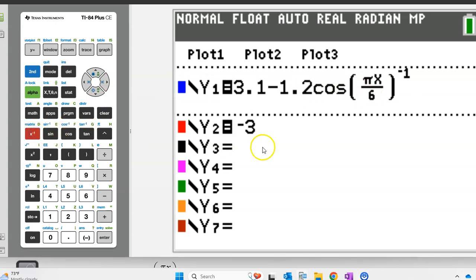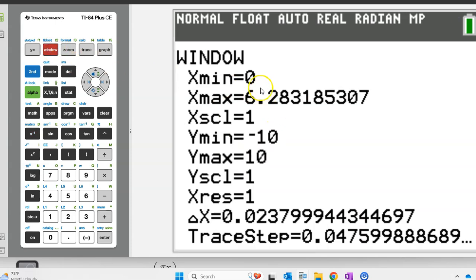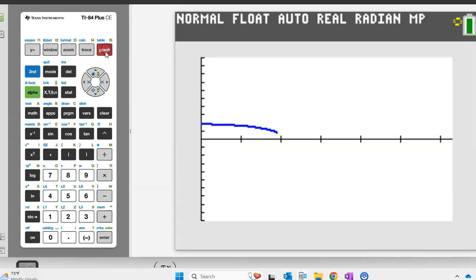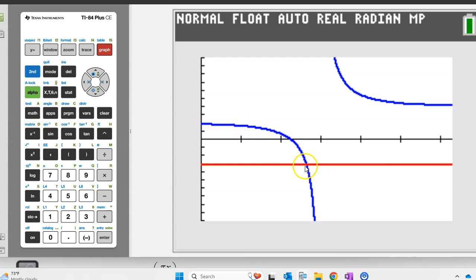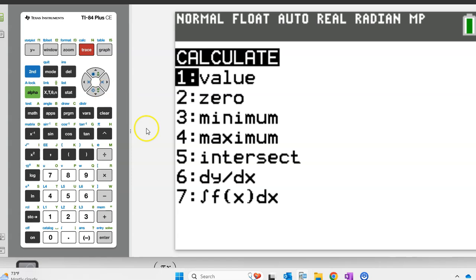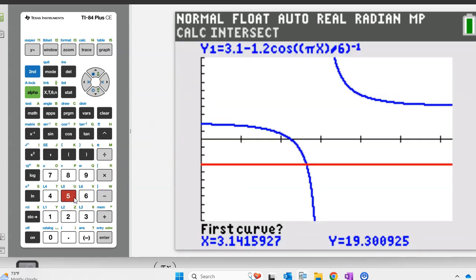So let's check the window again, but we already adjusted x min and x max to go from 0 to 2 pi. So as long as you didn't change that, you can go ahead and just hit graph. Here's the intersection point we are looking for. Second trace, option 5. Move the pointer close to the point of intersection.